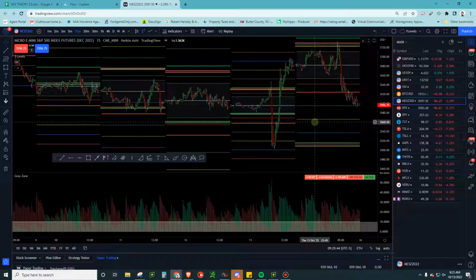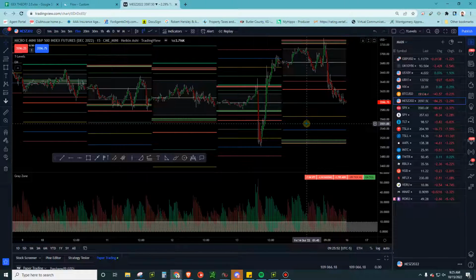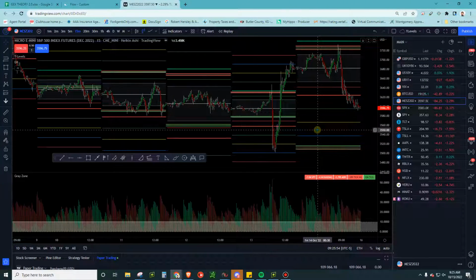because I'm after just a certain number of points every day, where I get the most points out of it is trading the exhaustion levels or extension levels from the T levels. That's where the T levels are going to help you out a lot, knowing where you're overbought and oversold. And then using the gray zone.